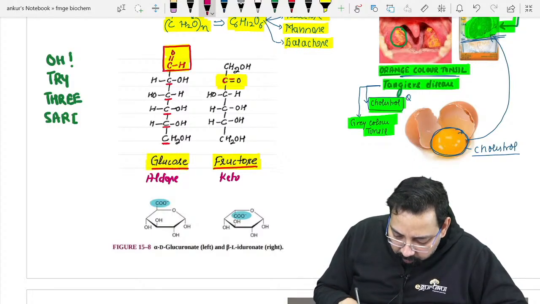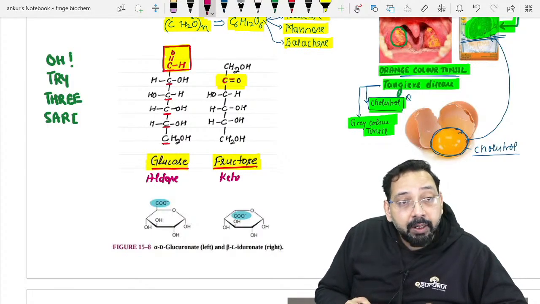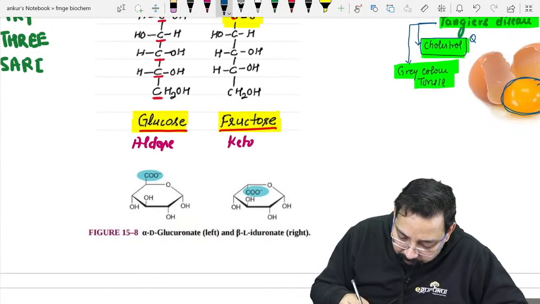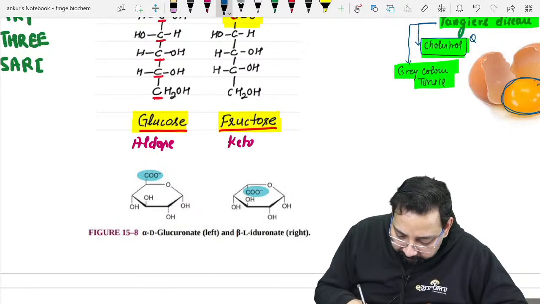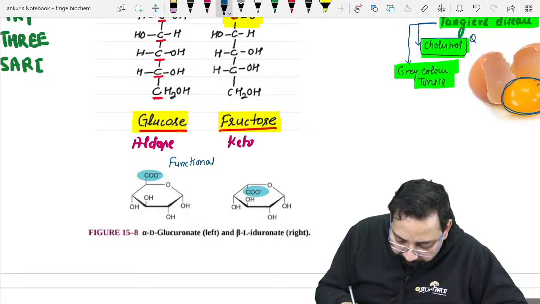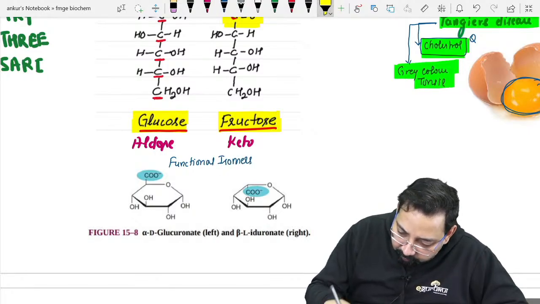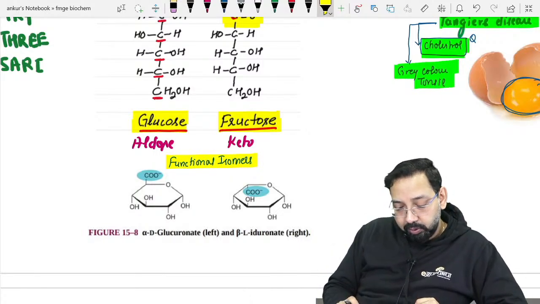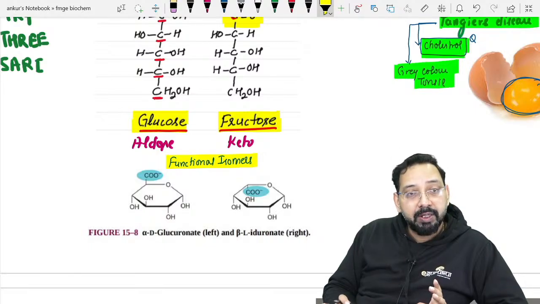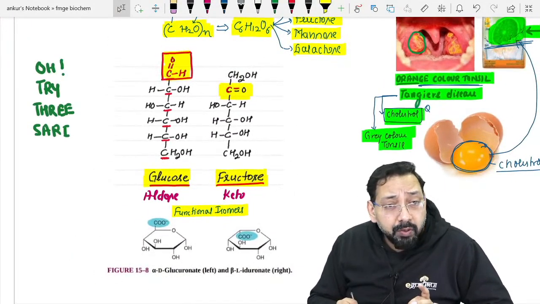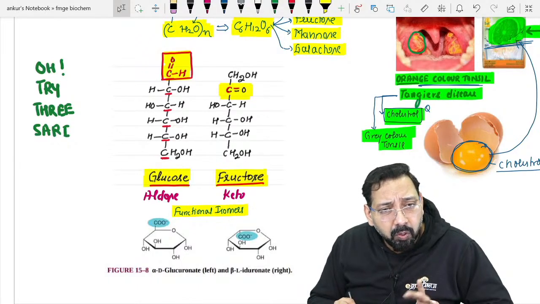Glucose and fructose have the same molecular formula but different functional groups. Functional groups are different, that's why they are functional isomers. So glucose and fructose are functional isomers because they have the same molecular formula but their functional groups are different. So a question was asked, fructose is a functional isomer of glucose.